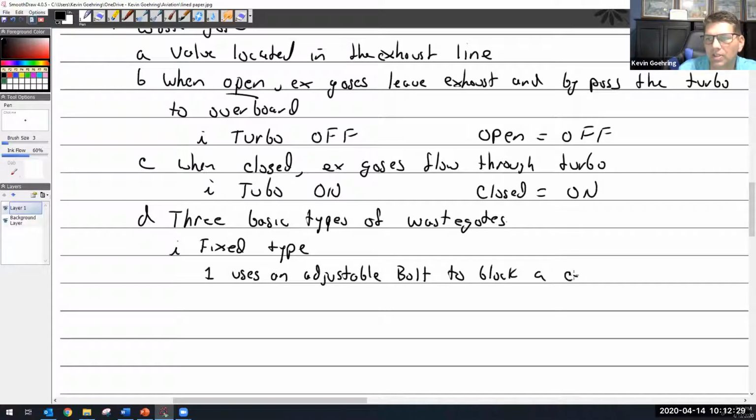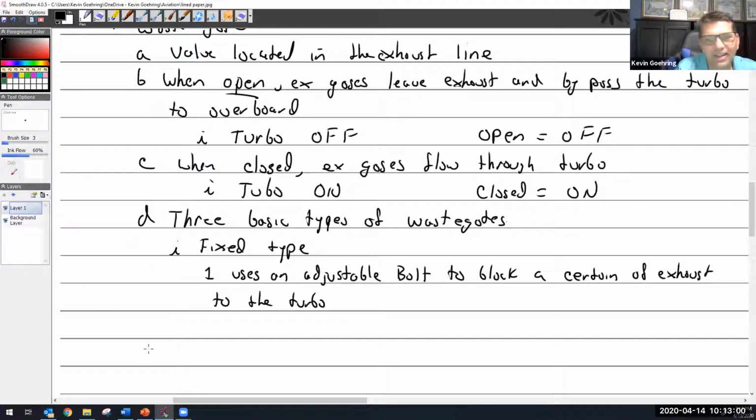So it's just like doing a wastegate that's partially closed. So remember, closed is on. So it's just partially closed all the time. So it's turbo throttled all the time. So it's not wide open, but there it is.